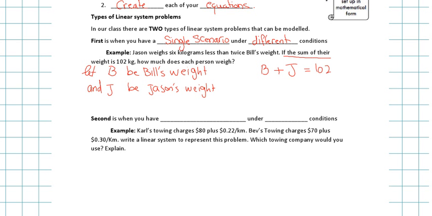So the sum of their weights is 102. When I add Bill's weight, which is B, and Jason's weight, which is J, I'm going to get 102. So that's the simpler equation. Now the harder equation is the first one, this one. Jason's weight, what letter did I write that as? J.